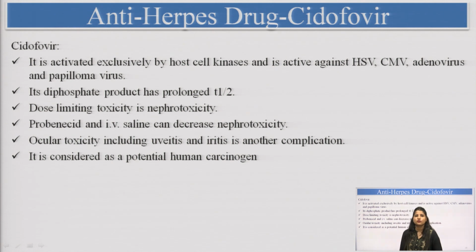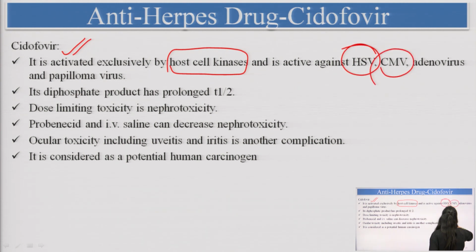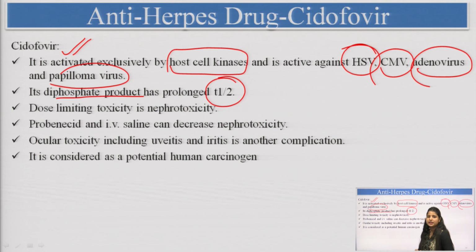Now, see cidofovir. Cidofovir is also used for the treatment of herpes. It is activated exclusively by the host cell kinase. It only requires host cell kinase, not the virus-specific kinase. It is active against herpes simplex virus, cytomegalovirus, adenovirus or papilloma virus. There are some forms of cancers for which cidofovir is also effective, okay. Now, its diphosphate product has a long half-life, okay.